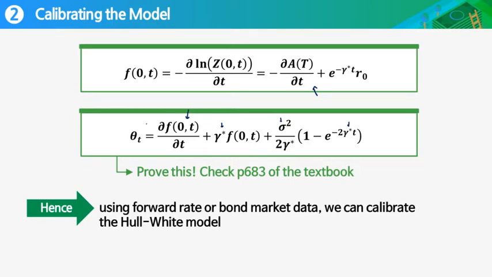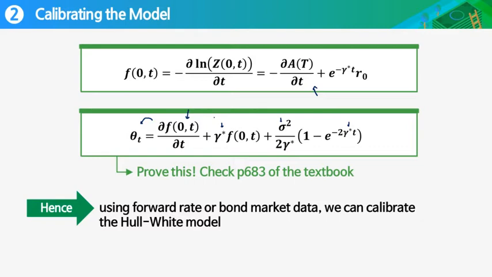So from this one, we can find theta(t), and once we have theta(t) in this way, then we have everything consistent. The model theoretical forward price is exactly the same as the observed forward price. Therefore, the theoretical bond price is exactly the same as the observed bond price, and everything is consistent with each other. So we can calibrate theta.